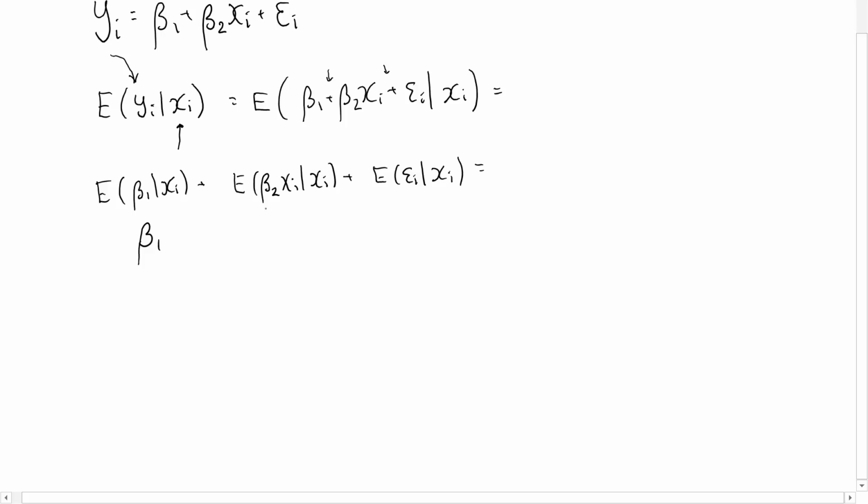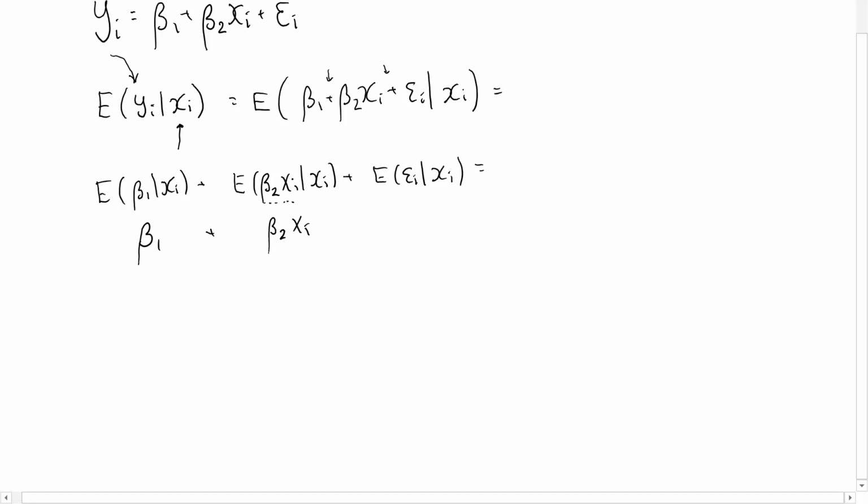For the next part, the expected value of beta 2 times xi given xi. So that's like saying, what's the expected value of beta 2 times xi if I know that xi is, let's say, 120? Well, if I know that xi is 120, if I condition on that, then beta 2 xi is no longer random. It will be a constant in that case. So the conditional expectation of beta 2 xi given xi is just beta 2 xi.